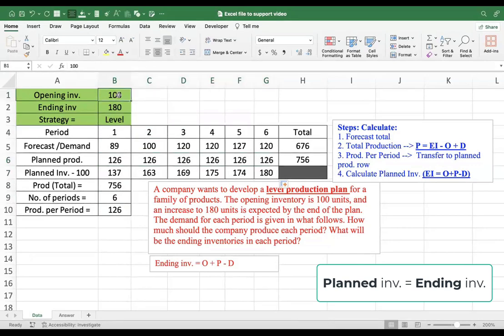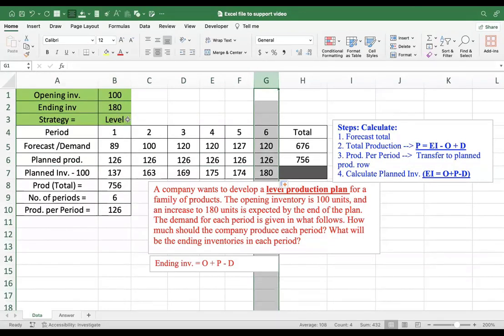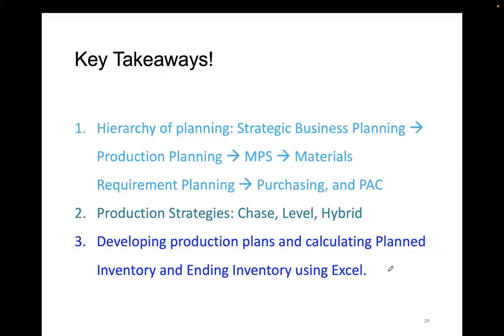We had 100 units, they were accommodated here. We needed 180 units at the end of this whole production period. We got 180 units at the end. So this is 180 units left. And we were required to use level strategy. We did it. We are making 126 units throughout all these periods, which means the same quantity. That's level strategy. Now it's time to wrap up.